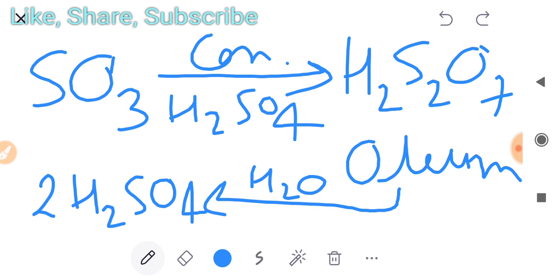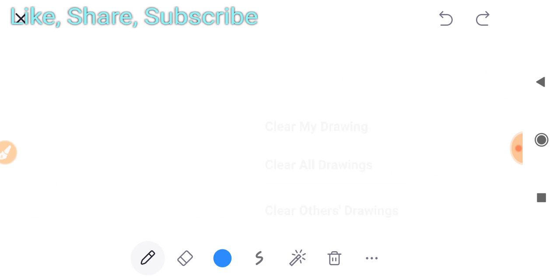You can divide it into 3 or 4 steps also, it's your own desire. So this is the process of making H2SO4 in large amounts, or in industry. The name of the process is the contact process, and it comes under 3 steps. First is production of SO2, second is oxidation of SO2 to SO3, and third is absorption of SO3.